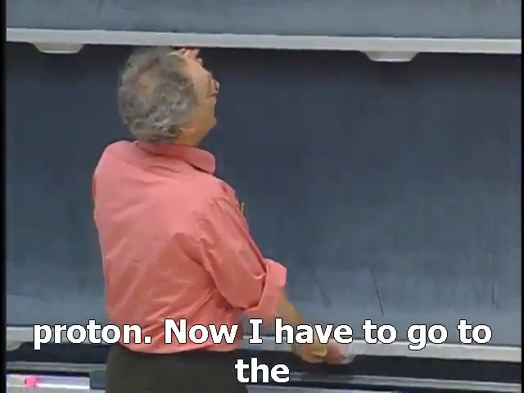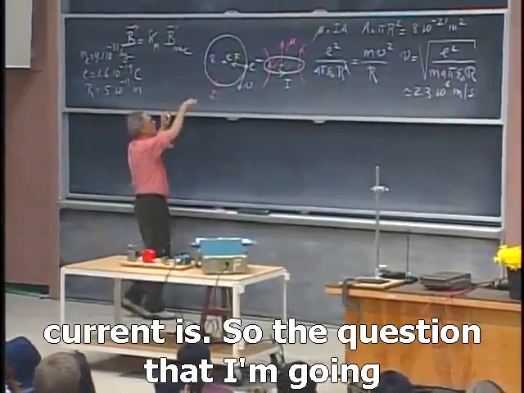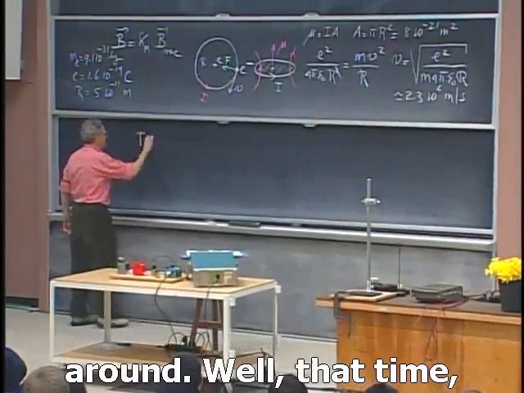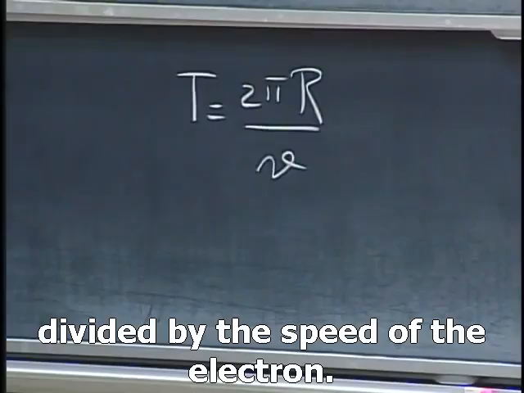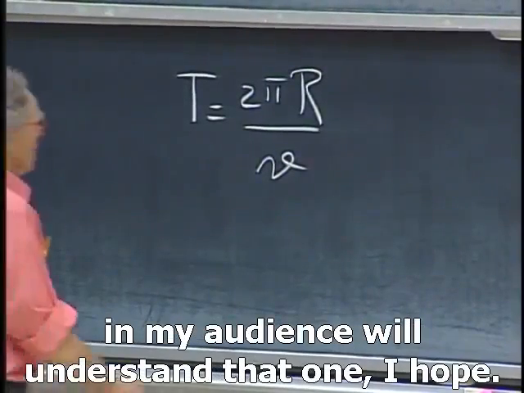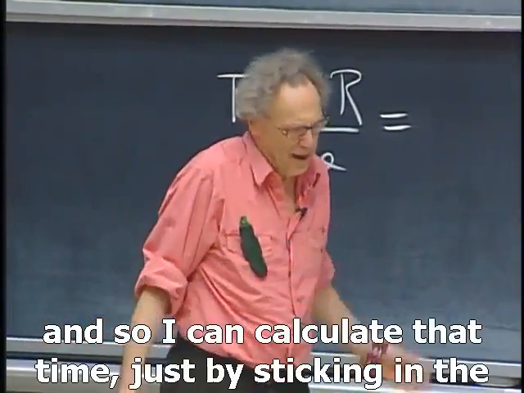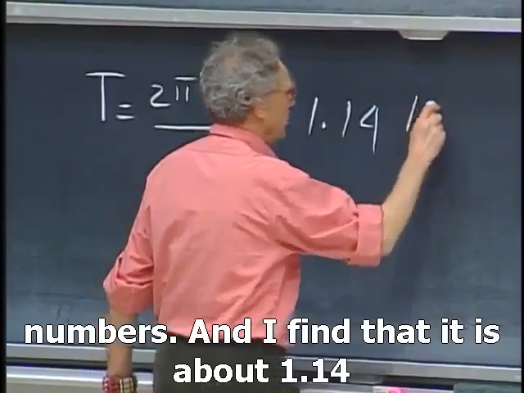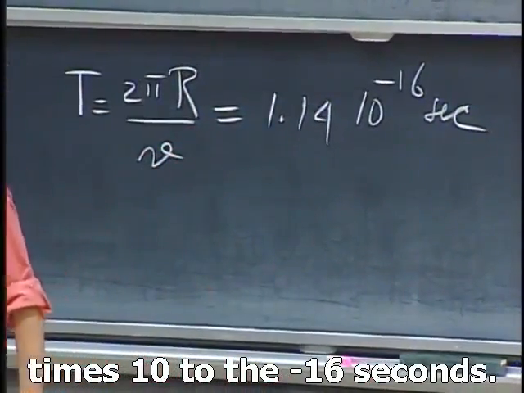Now I have to go to the current. I have to find out what the current is. So the question that I'm going to ask now is, how long does it take for this electron to go around? Well, that time, capital T, is of course the circumference of my circle divided by the speed of the electron. Trivial. Even the high school students in my audience will understand that one, I hope. And so I know what 2 pi r is because I know r and I know v, and so I can calculate that time just by sticking in the numbers, and I find that it's about 1.14 times 10 to the minus 16 seconds. Just imagine how small that time is.